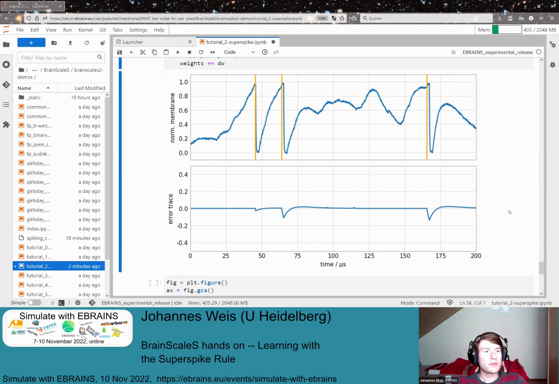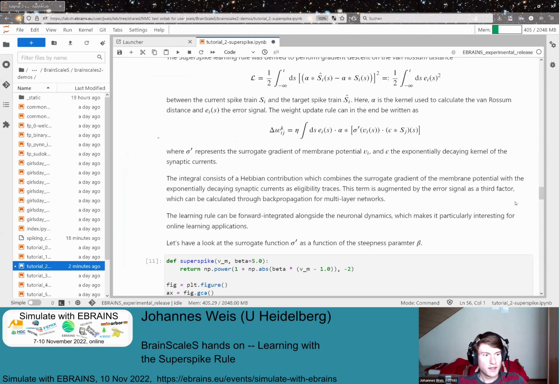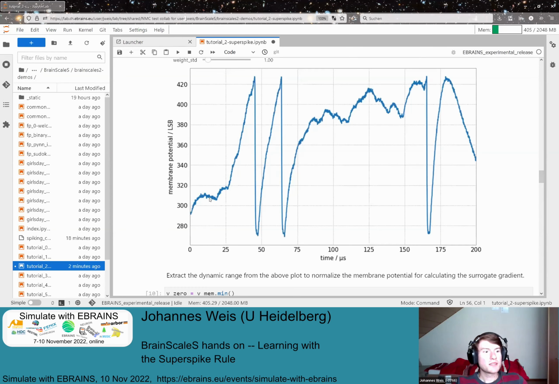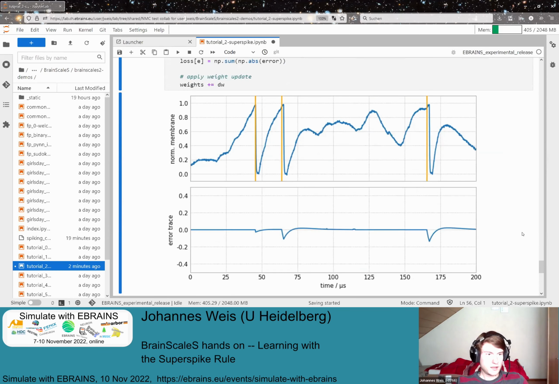We can maybe quickly compare this spike train with the original spike train that we had. Try to remember a bit. It will not look very similar. The spikes are at the right time, but the membrane trace in between will not be that similar because we are not learning on that. So we will have found another distribution.